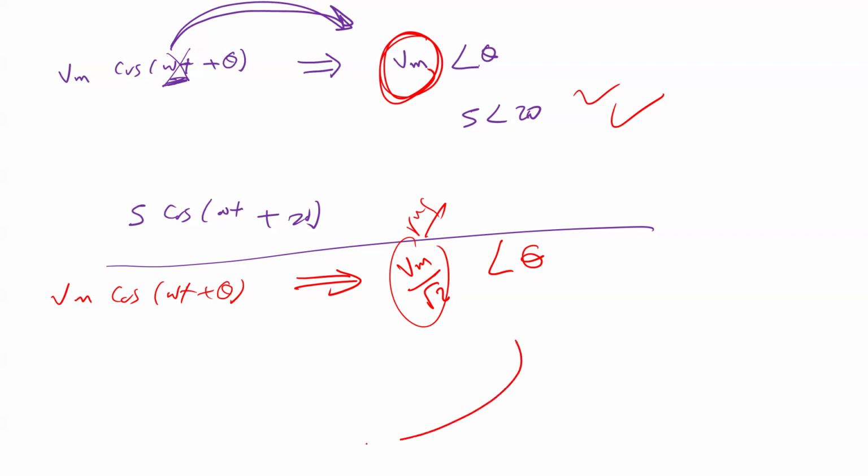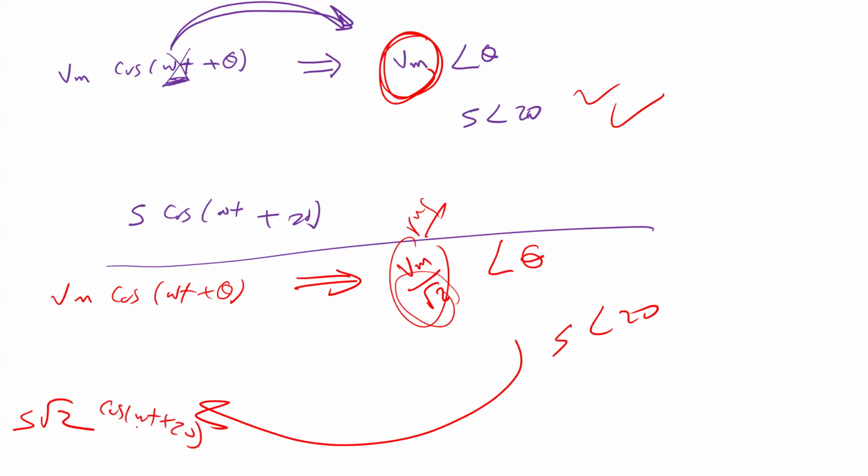So when I go back from here to here, for example, I got here 5 with angle 20. What I will do when I move from here to here, because here I divided by square root of 2, I have to multiply by square root of 2. So 5 times square root of 2 cosine omega t plus 20.